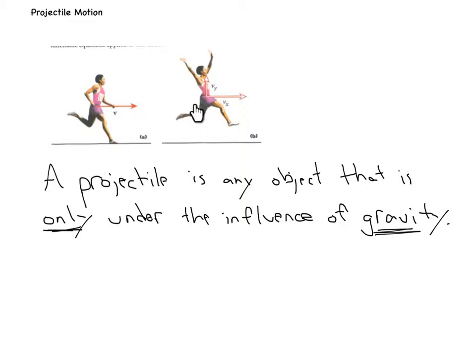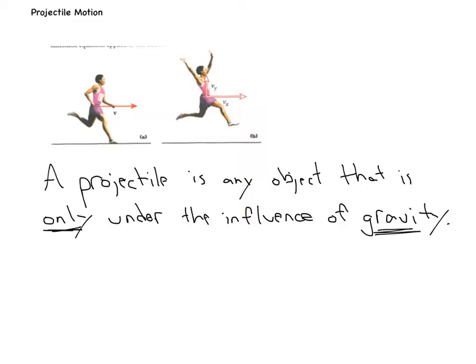But as soon as she jumps, a couple things happen. First of all, she's no longer in contact with the ground, so the only thing that's acting on her is not her muscles, it's just gravity. And so we call her a projectile.